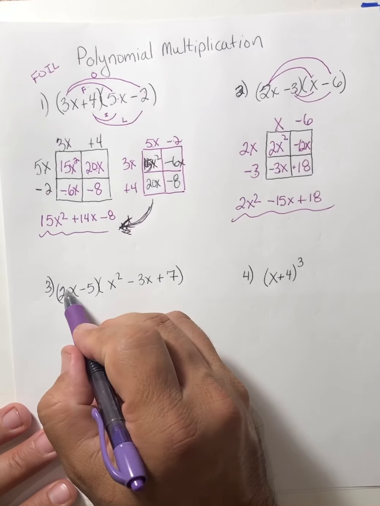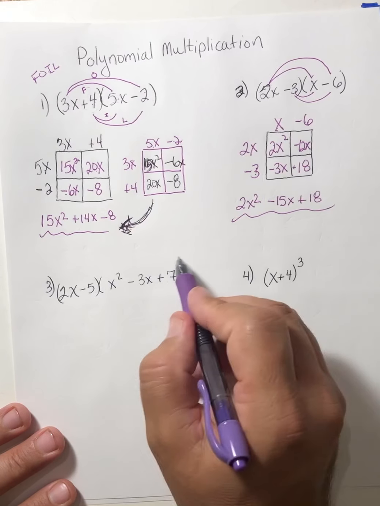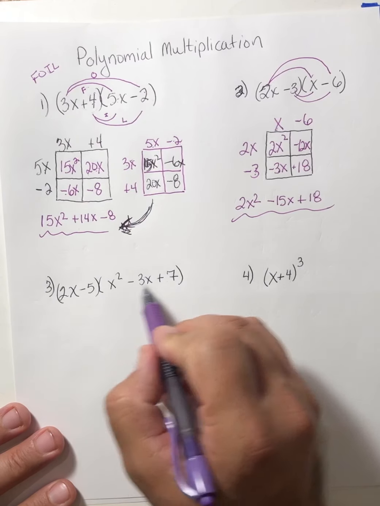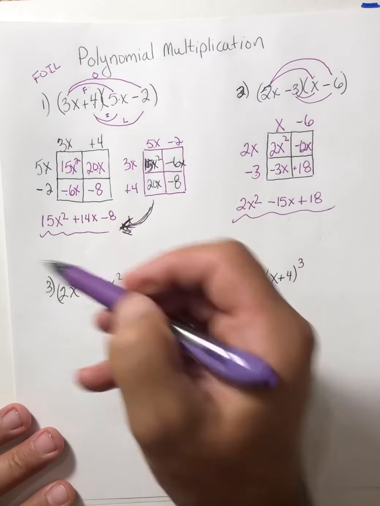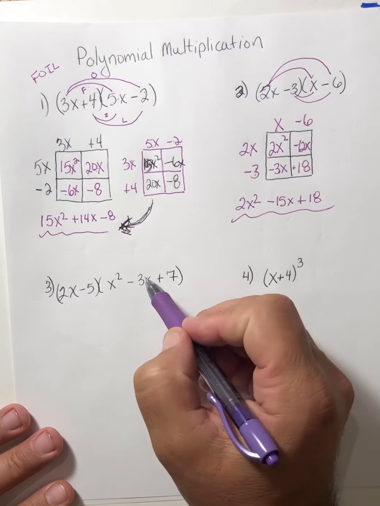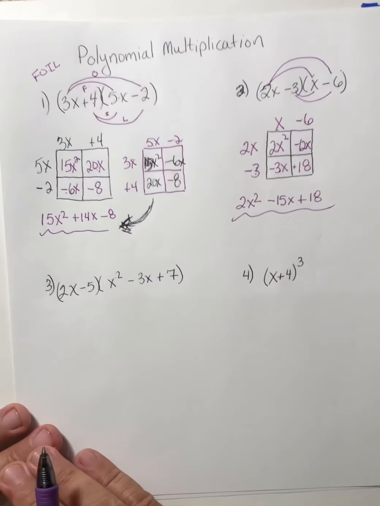Here we would triple distribute. 2x times each of these, 5 times each of those. Or else I can multiply it this way: x squared times each, 3x times each, 7 times each.